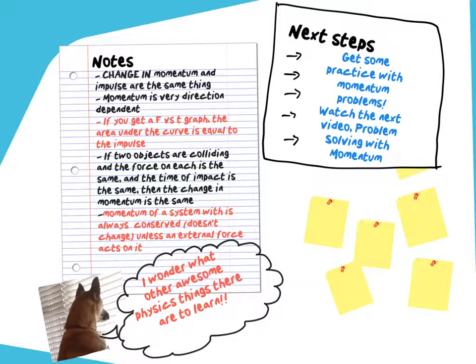So that means if two objects are colliding into each other, the forces on each other are action-reaction, which means they're the same, the impact time is the same, and so the change in momentum is the same. Lastly, the momentum of a system is always conserved, meaning it doesn't change unless an external force acts on it. We're going to talk more about this in the next video. And the next video is going to have more qualitative problems, which are going to look like problems in the back of your chapter or in the computer programs that you use when you're solving physics problems.